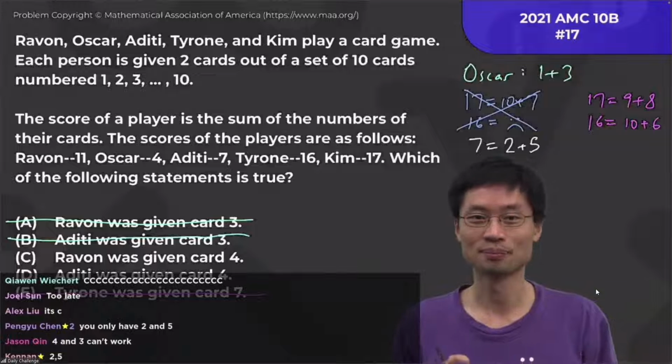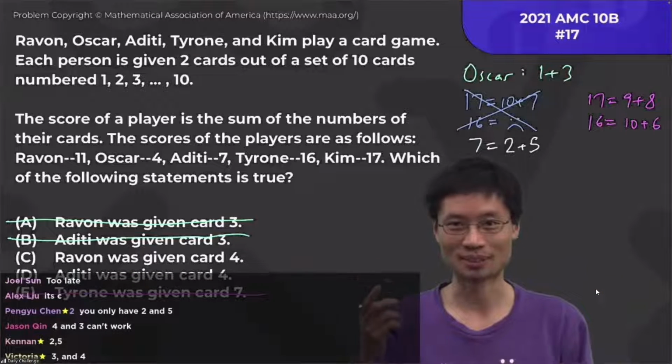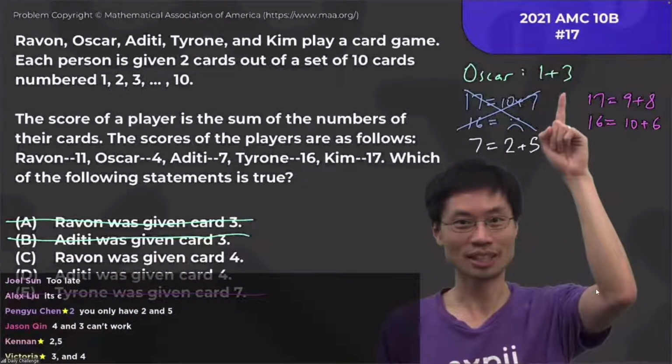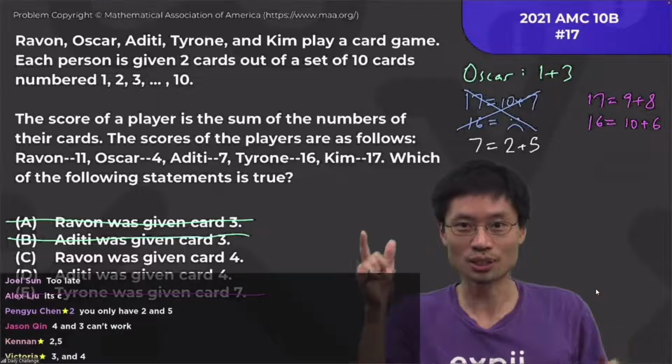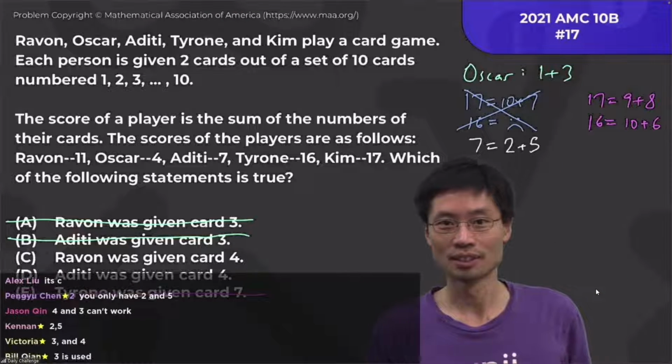There's a good reason. Yes. Thank you, Bill, and a bunch of other people. Because 3 is used. So it cannot be 3 plus 4. That means I only have one choice. 7 is 2 plus 5. Who is 7? 7 is Aditi.